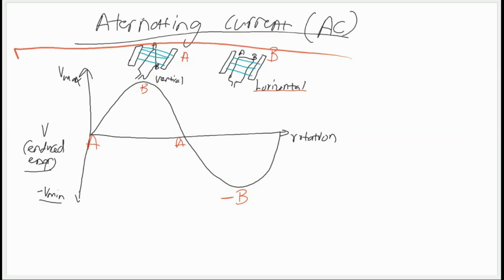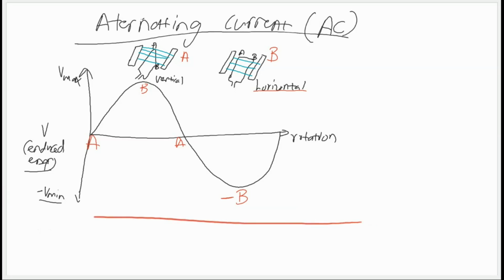I hope this makes sense, but if it doesn't, just know that this type of graph is for alternating current, for both a motor and a generator. If you are given a generator or a motor and a graph that looks like this, and they ask you to determine what type of graph it is, just know that this is an alternating wave.